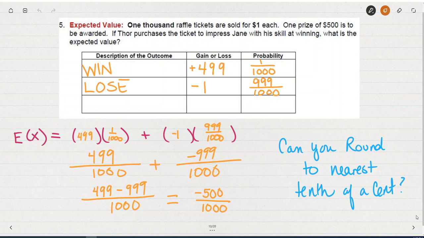So what does this mean? If I divide this 500 over 1,000, I'm going to get a loss of 0.5. So if I translate that to money, on average you're losing 50 cents. So the answer would be negative 50 cents.